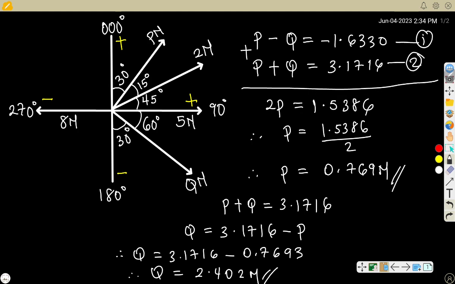So we have solved for P and Q. That means P is equal to 0.77 Newton to 2 decimal places, and Q is 2.40 Newton. So that is our P and Q. So we have solved the equation. So that's it.